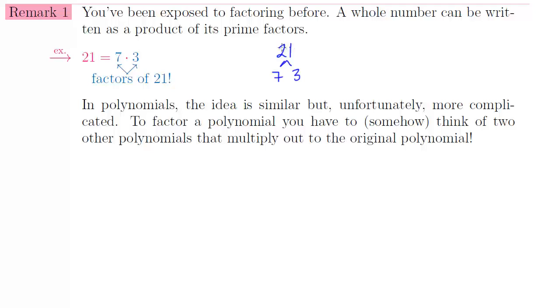Okay. When you factor numbers, like when you factor 21, you go through and you think, okay, what two numbers can I multiply out to get 21? You're going to have a similar process when you're factoring polynomials. Okay. When you're factoring a polynomial, you have to think, which two other polynomials can I multiply to get to the original polynomial back? Let's look at an example.